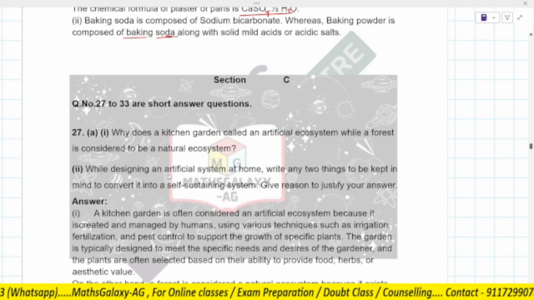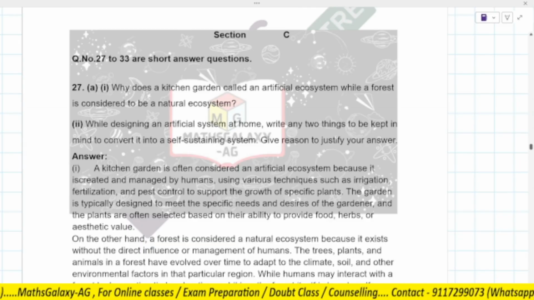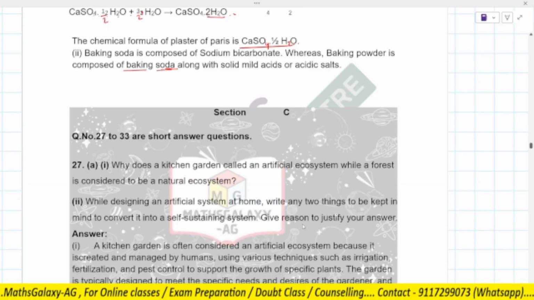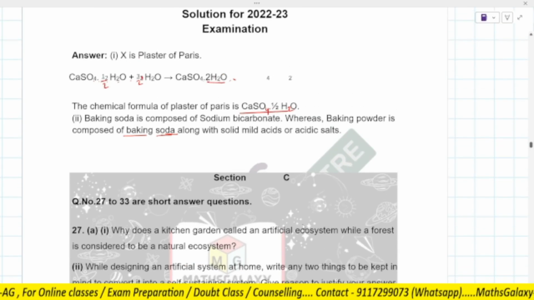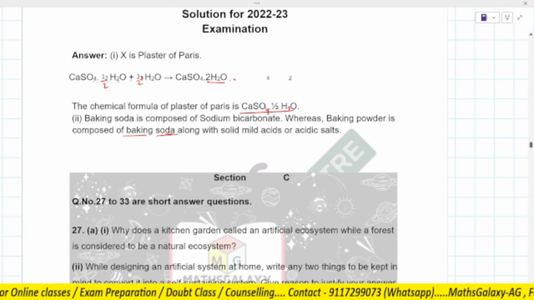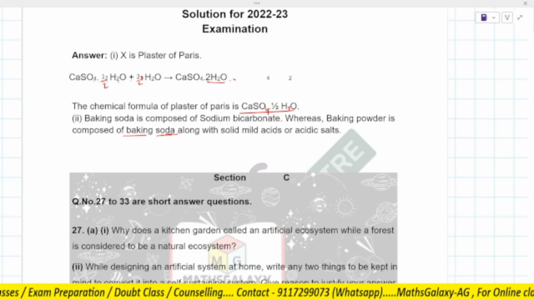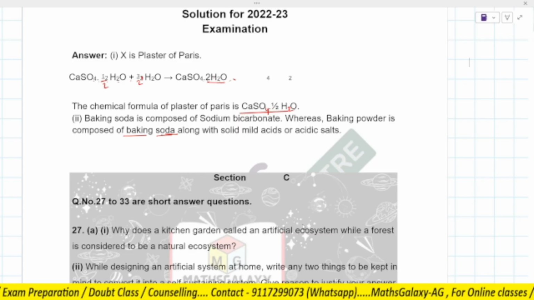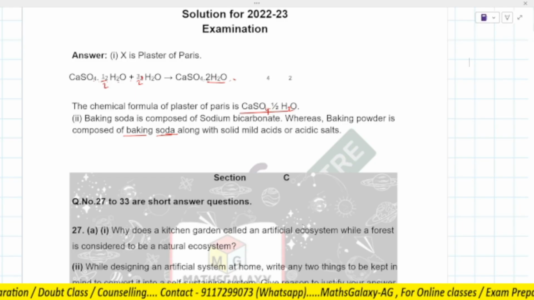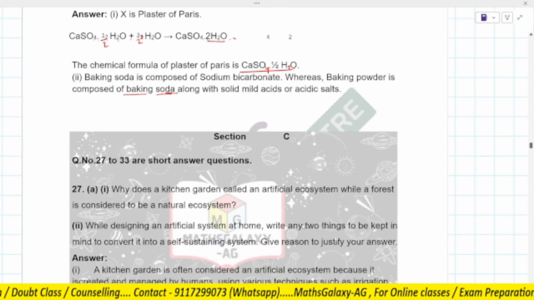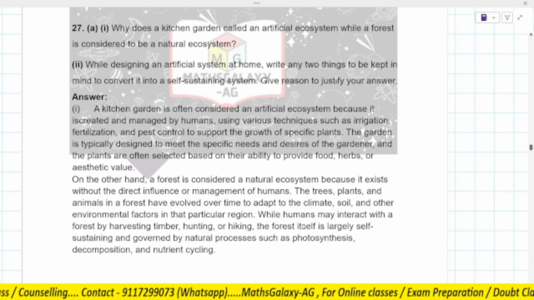Now let's see here section C. Why is a kitchen garden called an artificial ecosystem while a forest is considered to be a natural ecosystem? Can you explain it? Yes, because a kitchen garden is man-made, and a natural ecosystem is natural, nature made, naturally, na? So you have to just explain it briefly.